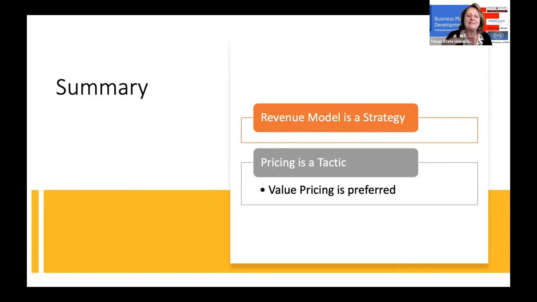So pricing is a tactic. Make sure value pricing is preferred unless your specific industry, it is something different. If not, look for the value pricing. What value are you providing for your clients? Are you solving the problem, that hair on fire problem? The more you're solving that problem that they can't find another solution for, the higher that they're willing to pay to solve that problem.